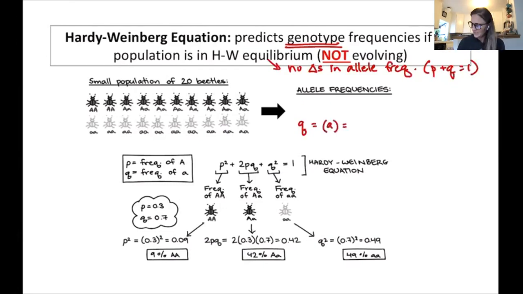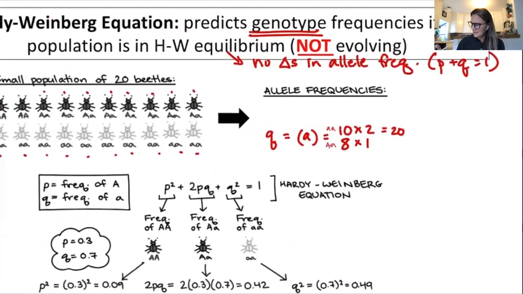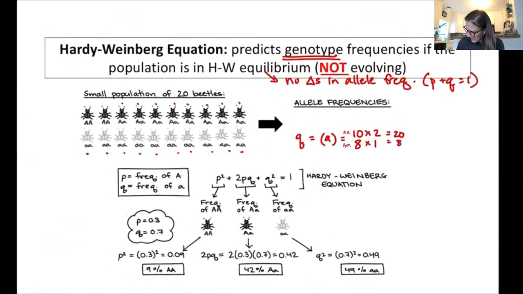If I calculate this, we have 1, 2, 3, 4, 5, 6, 7, 8, 9, 10. We have 10 times 2. And let's look at the hets. We have 1, 2, 3, 4, 5, 6, 7, 8 heterozygotes. So this is homozygous recessive, and this is our heterozygotes. That's going to be 8. So we're going to add those up, and we're going to have 28 over 40, which is our 0.7. That is going to equal Q.